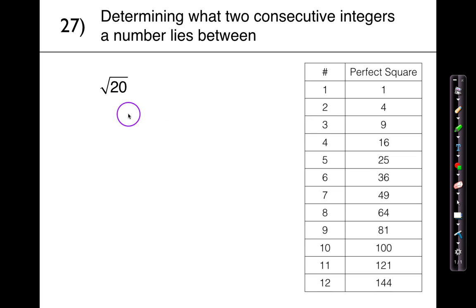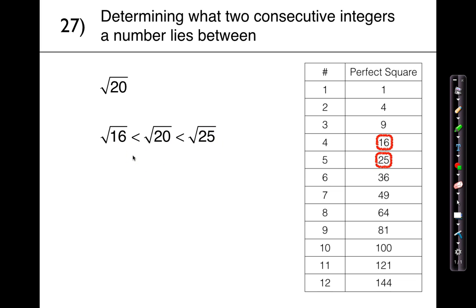So here, what does 20 fall between? Well, I'm going to say it falls between 16 and 25. So I'm going to go ahead and say it's between the square root of 16 and the square root of 25. And again, I would annotate it like this. And on your open math, you will be expected to write these in, so just keep that in mind.